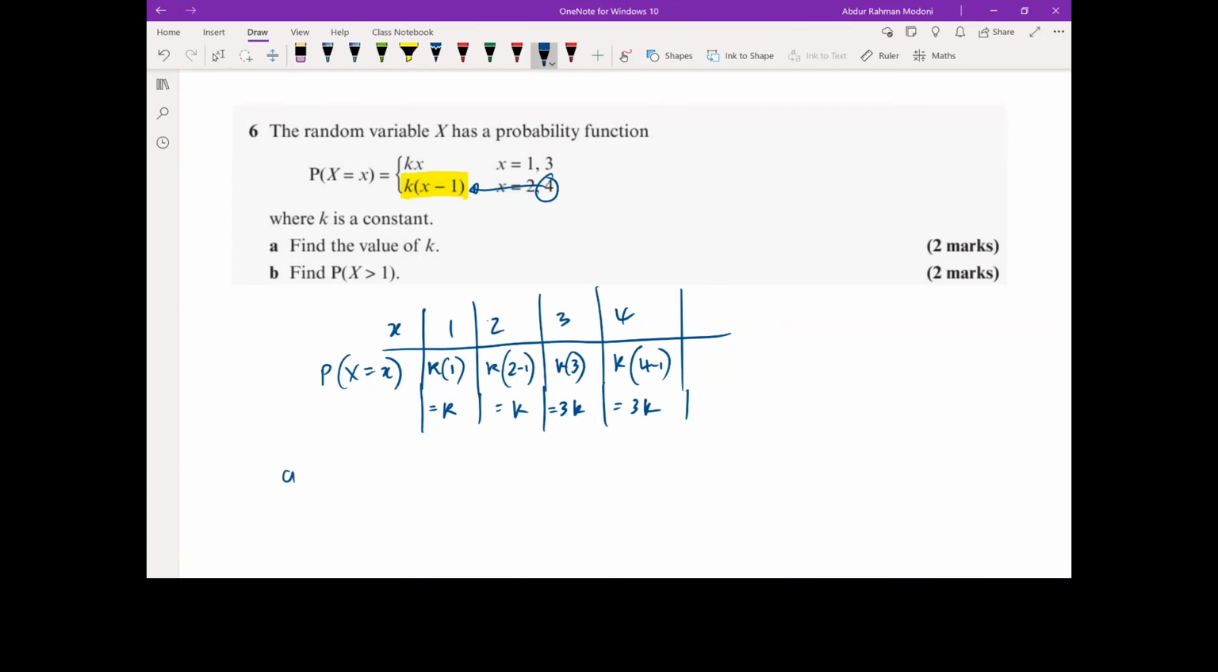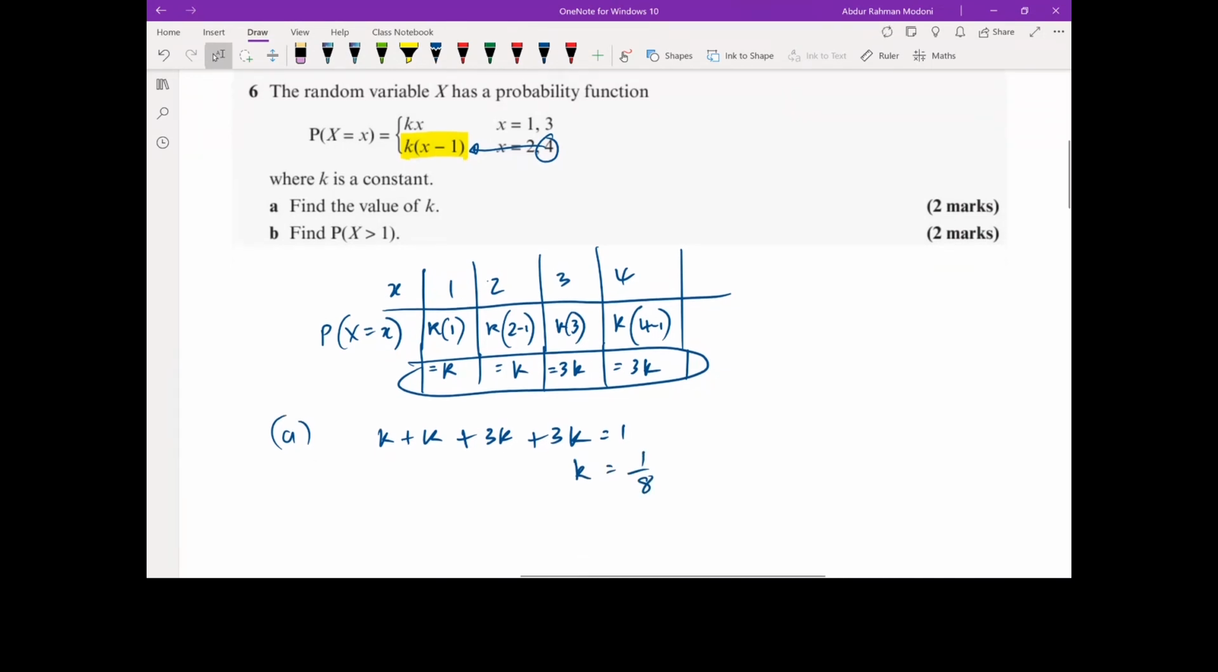Part A says find the value of k. We know that all probabilities in this sample space, since I've got all the outcomes, should add up to 1. So if I add all of these probabilities up, k plus k plus 3k plus 3k, it should equal 1. So then I've got 8k is equal to 1, therefore k is equal to an eighth.